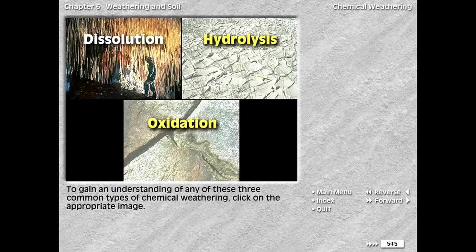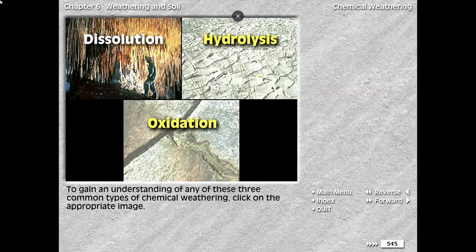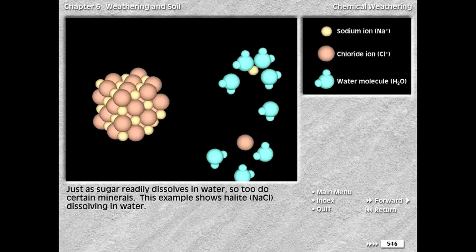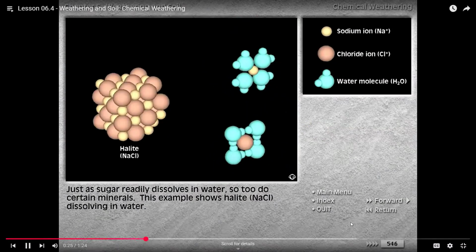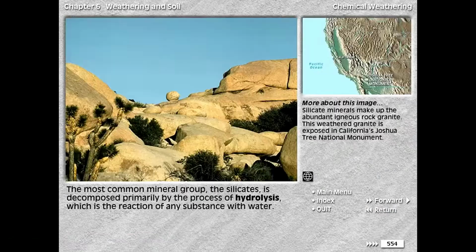To gain an understanding of any of these three common types of chemical weathering, click on the appropriate image. Just as sugar readily dissolves in water, so too do certain minerals. This example shows halite dissolving in water. The most common mineral group, the silicates, is decomposed primarily by the process of hydrolysis, which is the reaction of any substance with water.